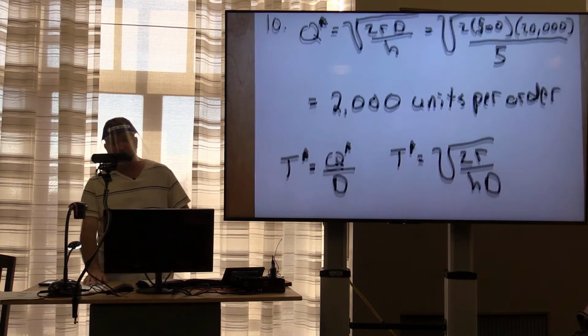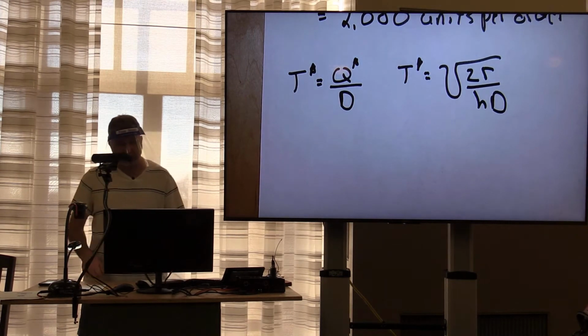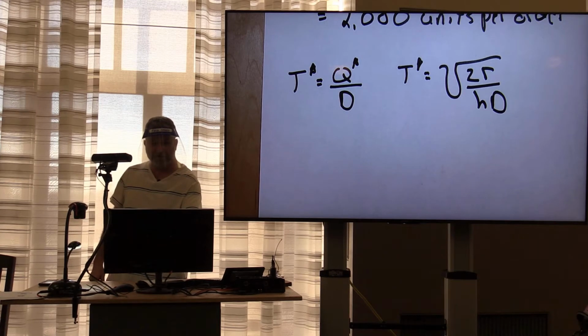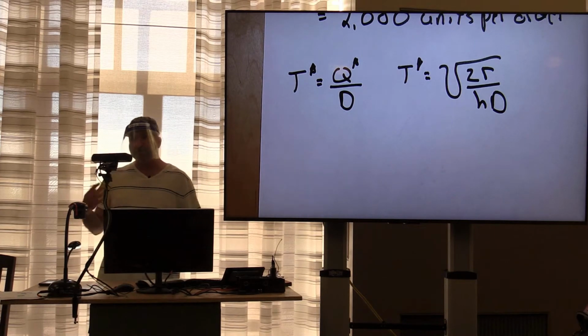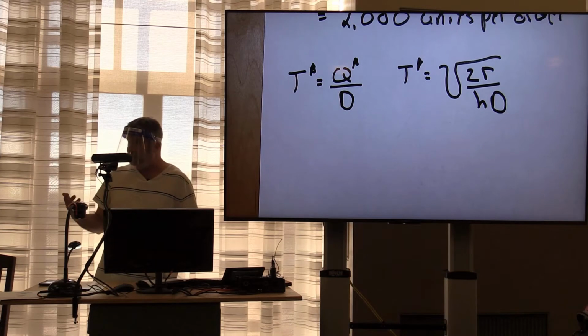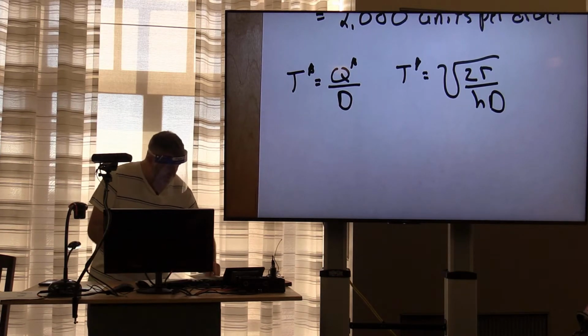So this is one of those things where we have two expressions. They're the same thing. Remember, if you just plug in the optimal Q star in here and simplify, you get this. You have two different ways you can calculate T star, and so you've got two ways of calculating to make sure. If you get them right both times, then you're probably doing things correctly. Let's see, where am I?